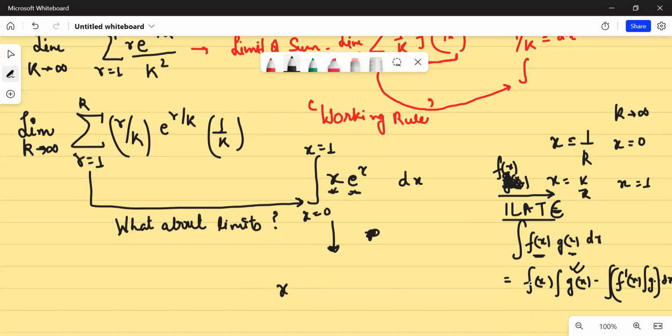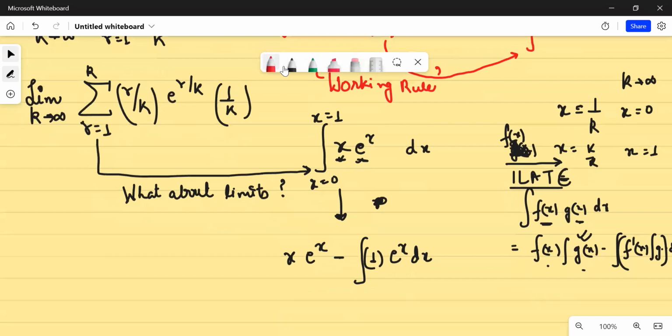So x as it is, integration g(x) would become integration e to the power x minus integration of the derivative of f. What is f? It is x. The derivative of x is 1. Integration of g again. Is that fine? Yes. Okay, this is simply your integration by parts.